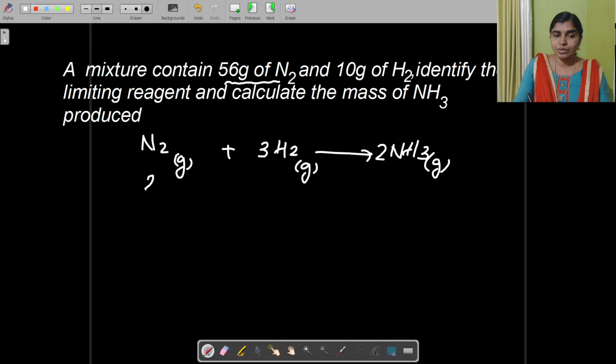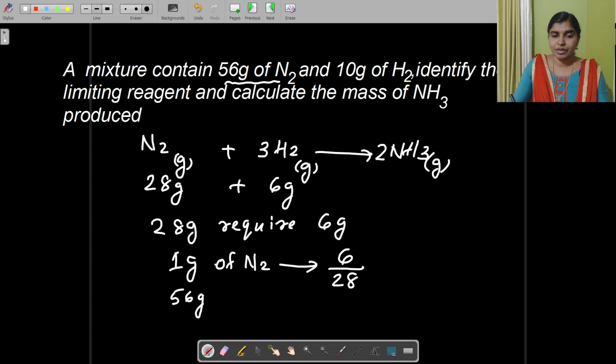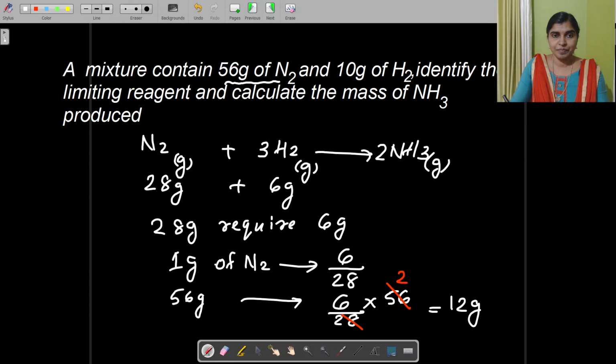And here we know that 28 gram of nitrogen combines with 6 grams. That means 28 gram requires 6 grams of hydrogen, isn't it? So you can write this: 28 gram requires 6 grams. So what about 1 gram of nitrogen? 1 gram of nitrogen requires 6 by 28. So 56 grams requires how much? That requires 6 by 28 into 56. That means 28, 56, that is 2 times. So what is the answer? That is 12 grams. Here 56 grams requires 12 grams.